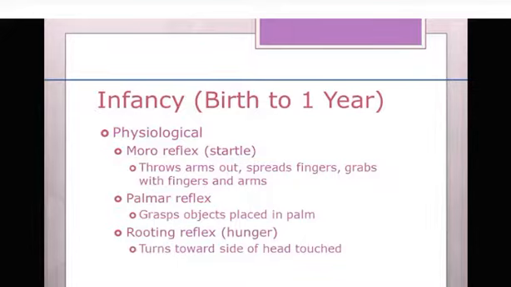Their Moro reflex, or that reflex that they get when they're startled, if you ever watch a baby, they fling their arms out, their fingers get great big, and they grab onto anything that they can get a hold of.